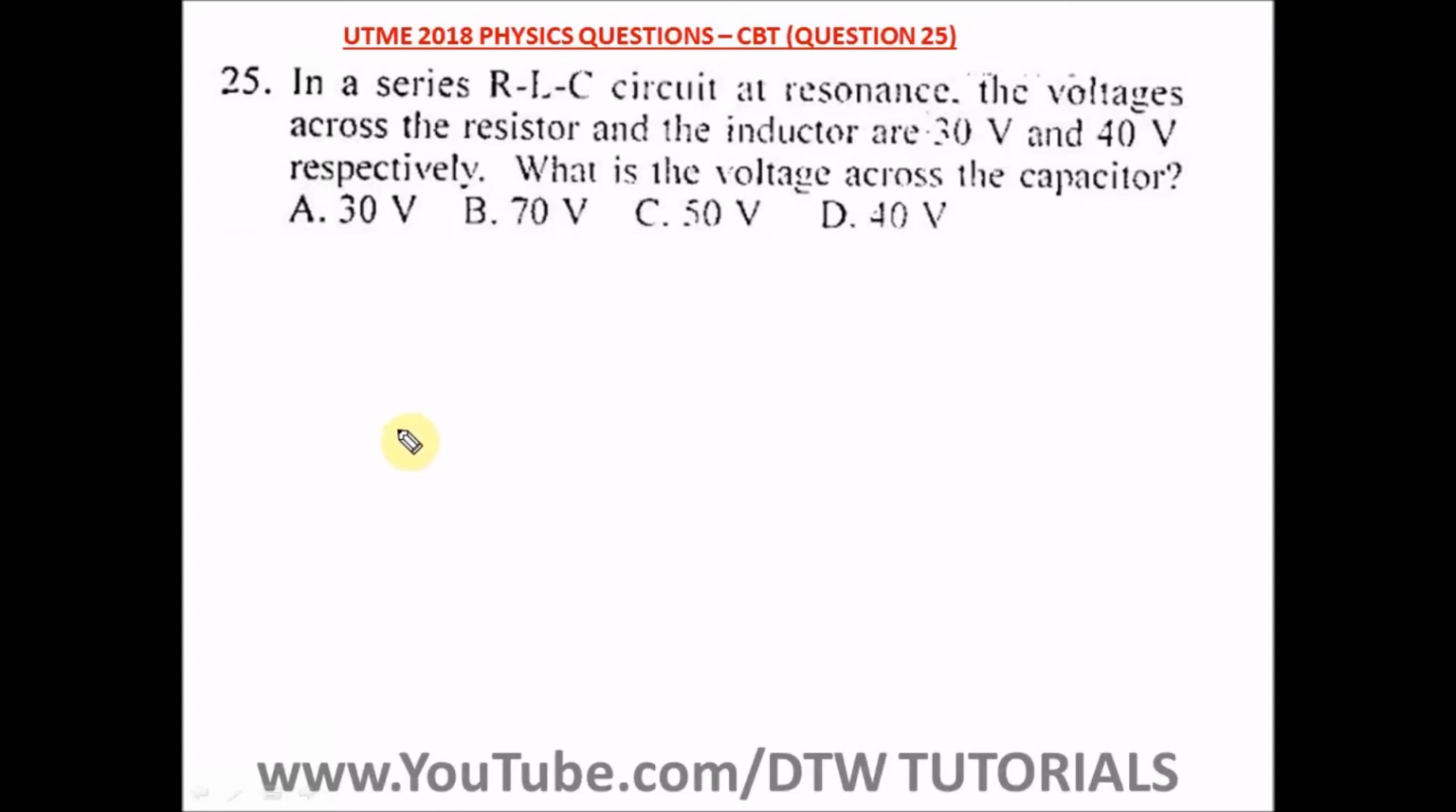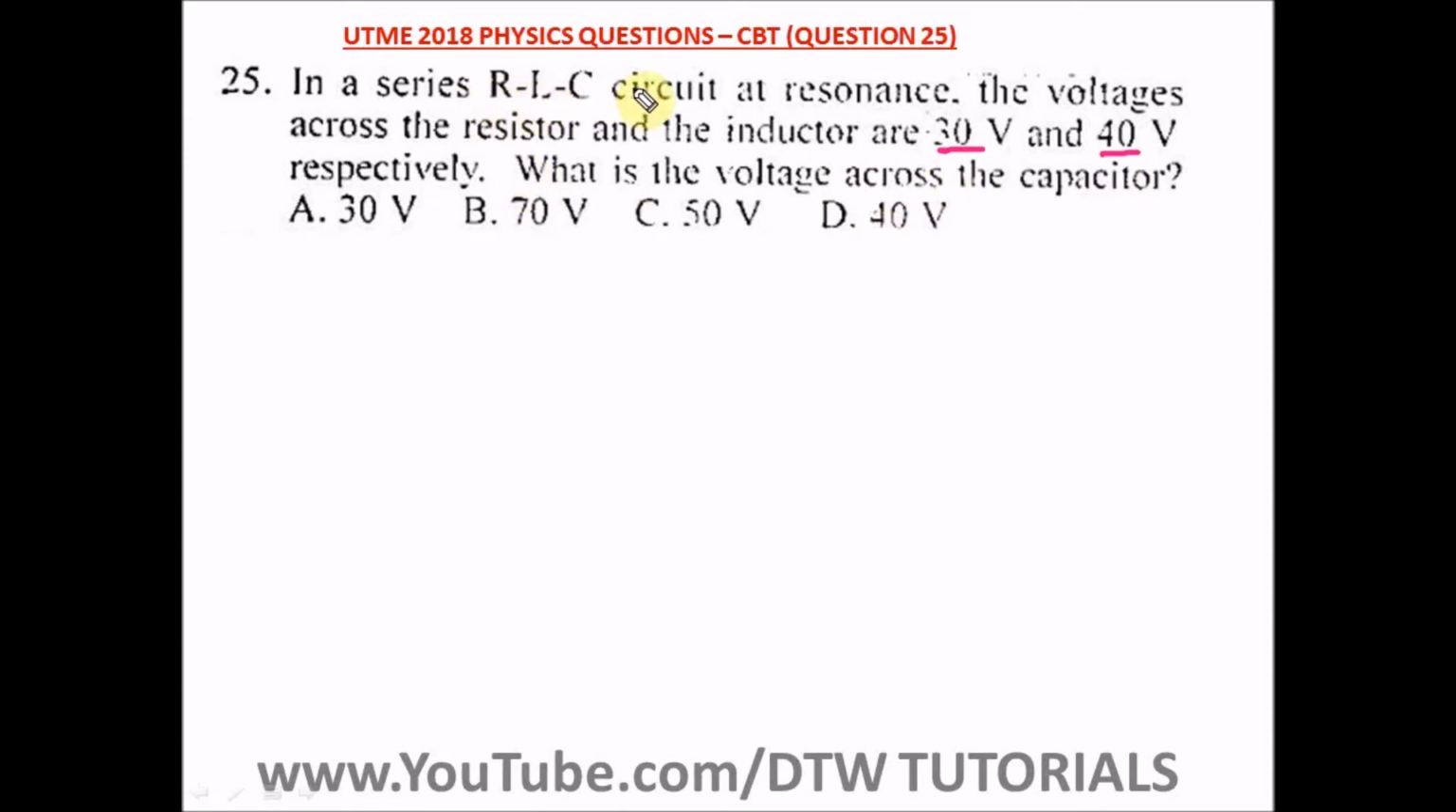Question 25 of the UTME 2018 Physics Past Question. That's your JAMB 2018 Physics exam. It says, in a series RLC circuit at resonance, the voltages across the resistor and inductor are 30 volts and 40 volts respectively. What is the voltage across the capacitor?